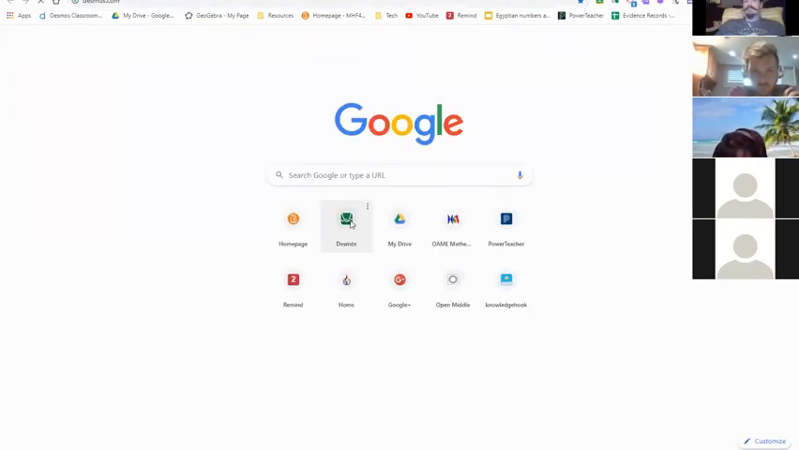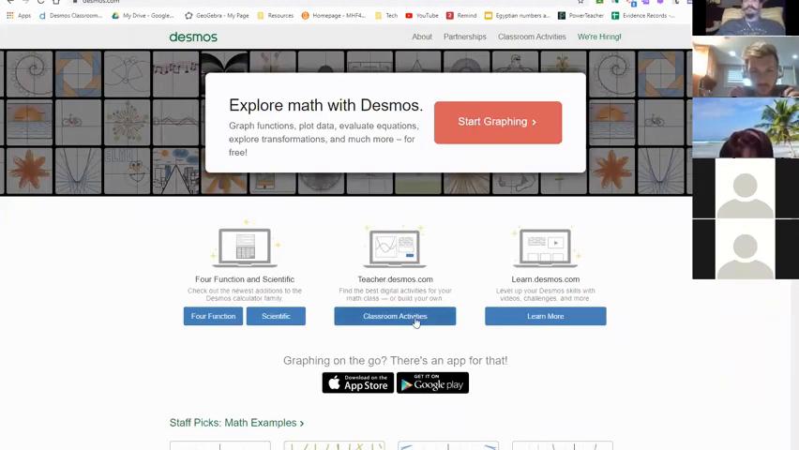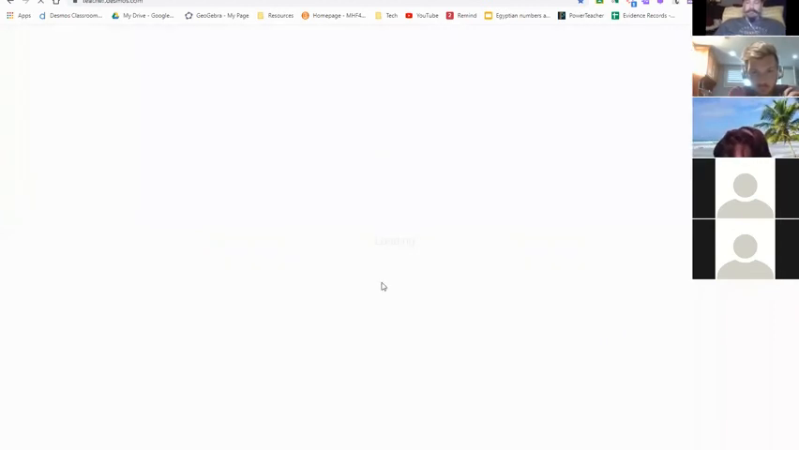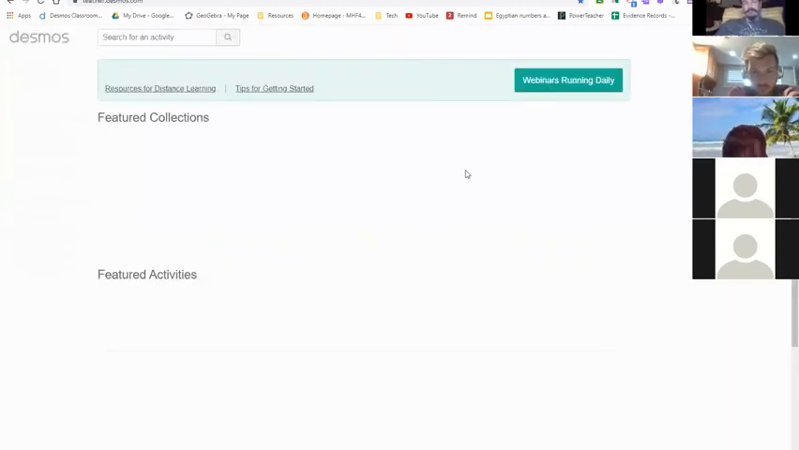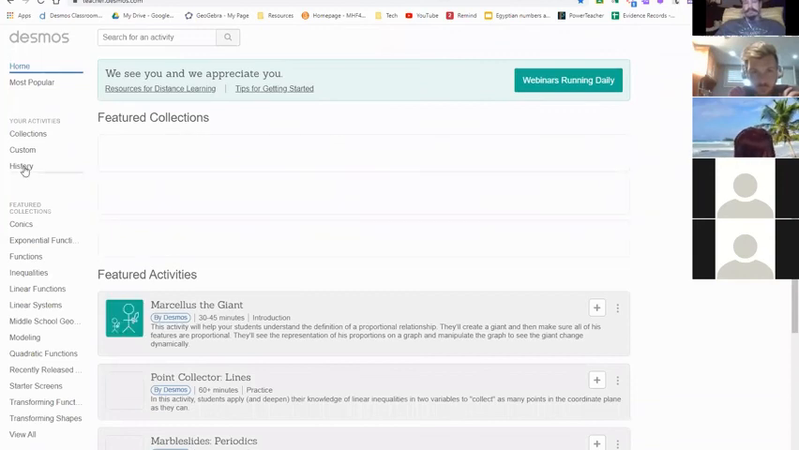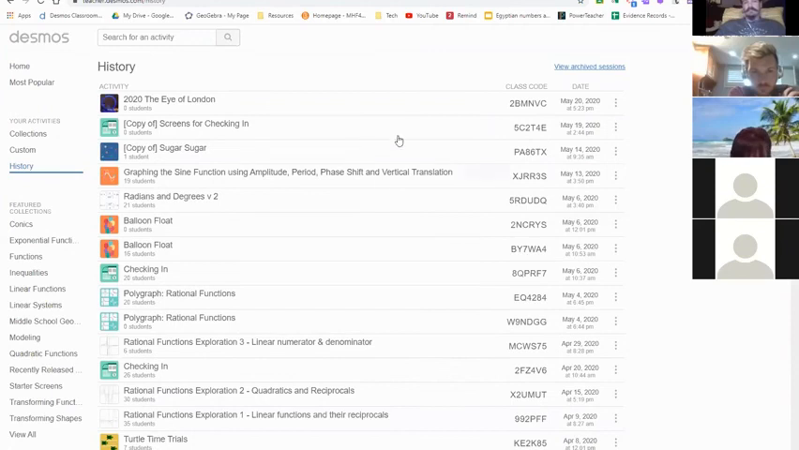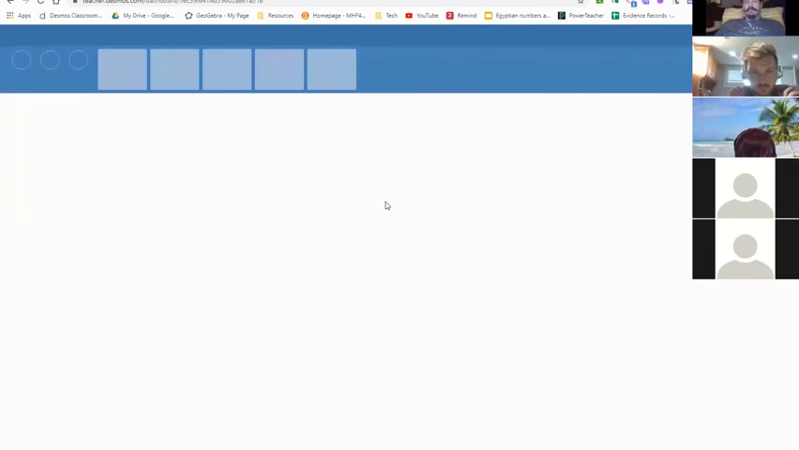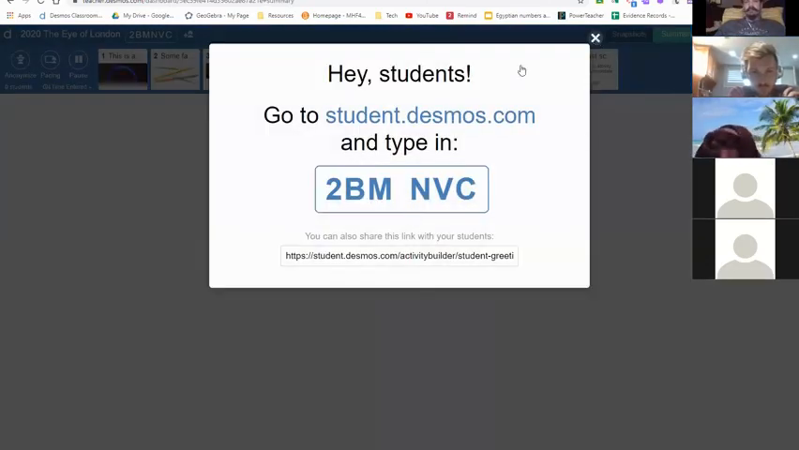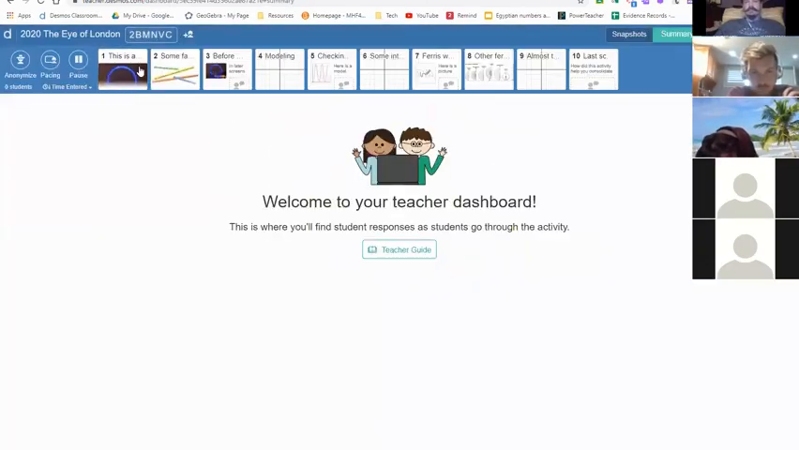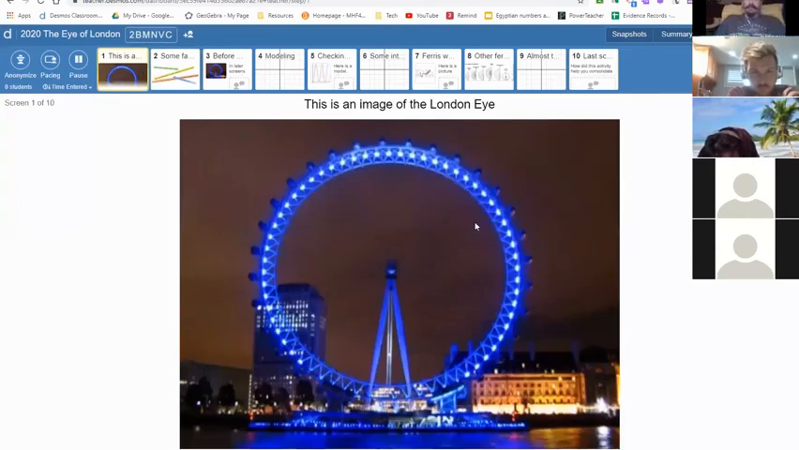Let me show you what this Desmos activity looks like, and of course, it connects to what we've been doing. So I'm going to show it to you quickly. It's called the Eye of London. I don't know if anybody has been to London, but it's kind of nice, not little, it's a big thing. So this is the Eye of London. It's a gigantic Ferris wheel, and let me show you what you will see.